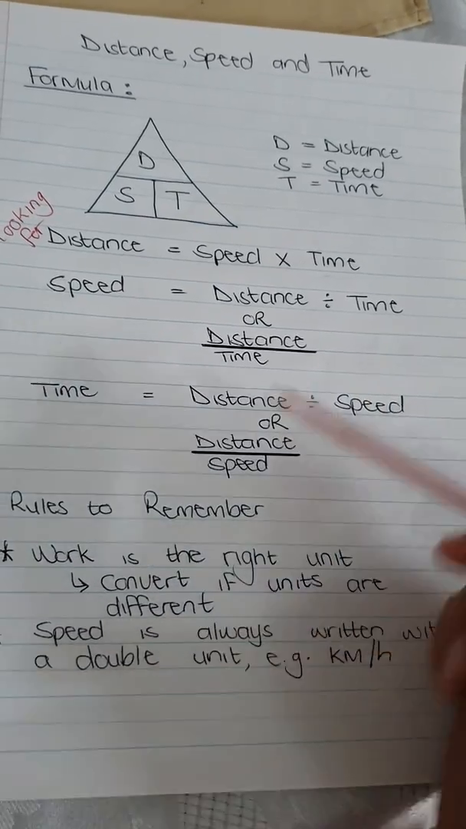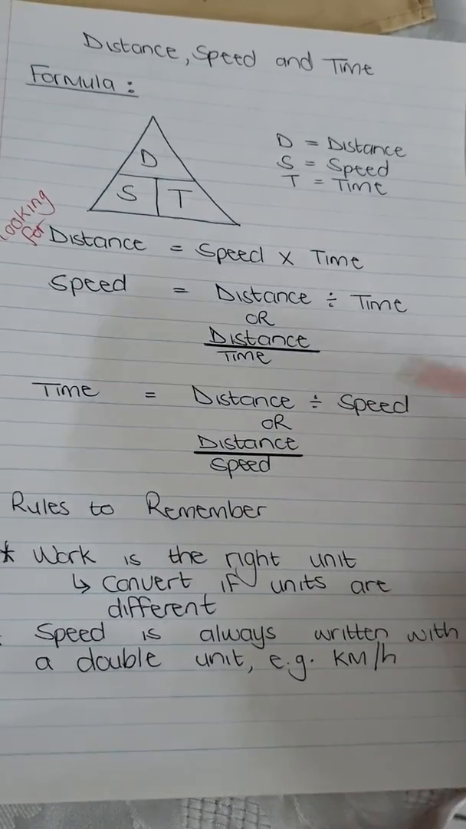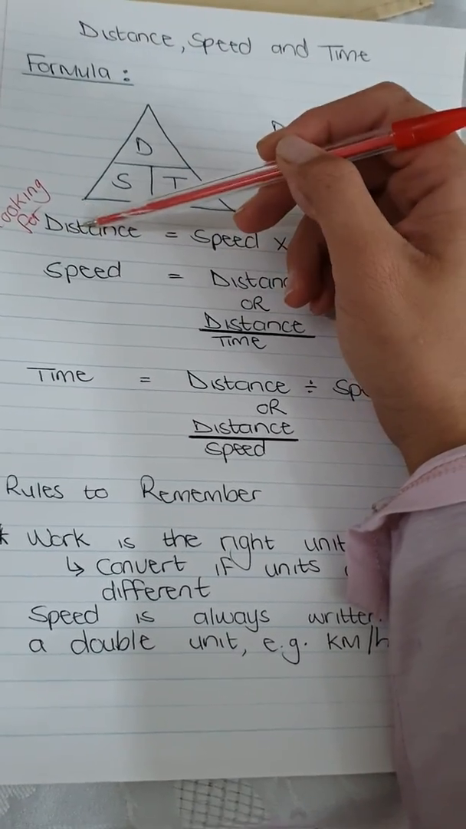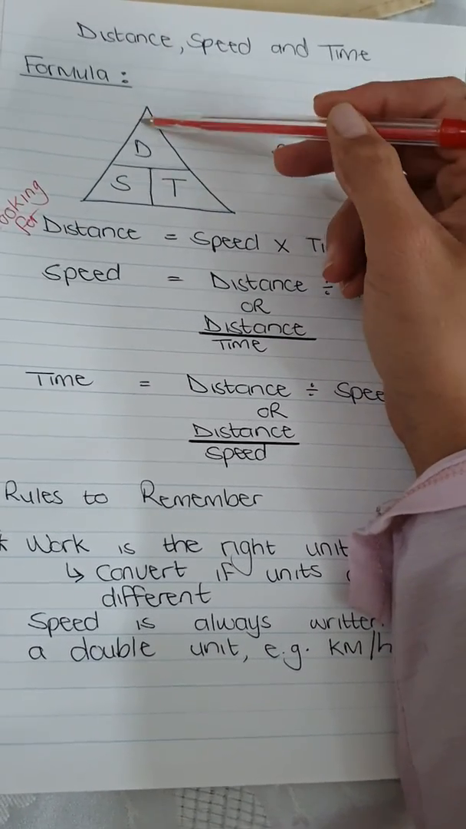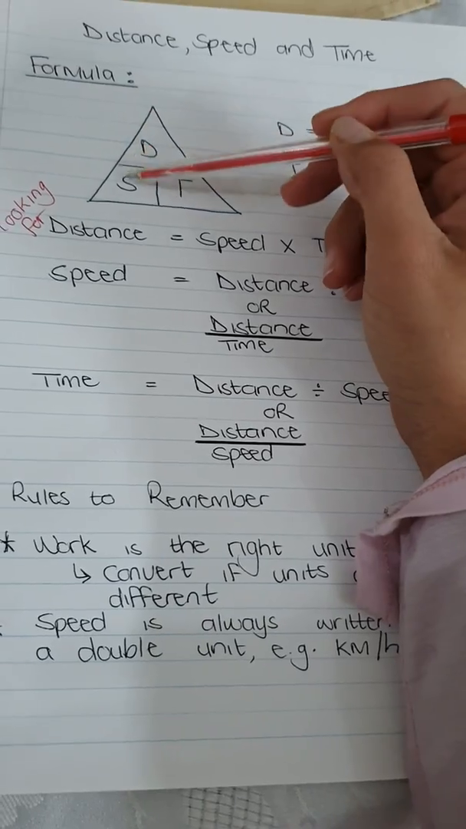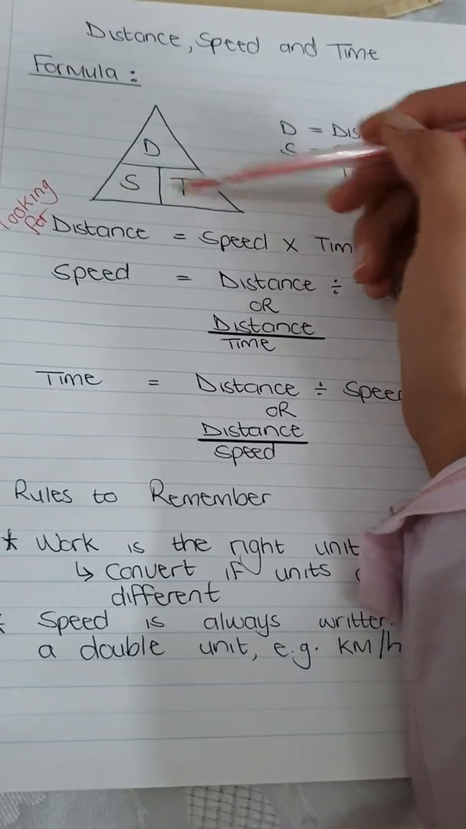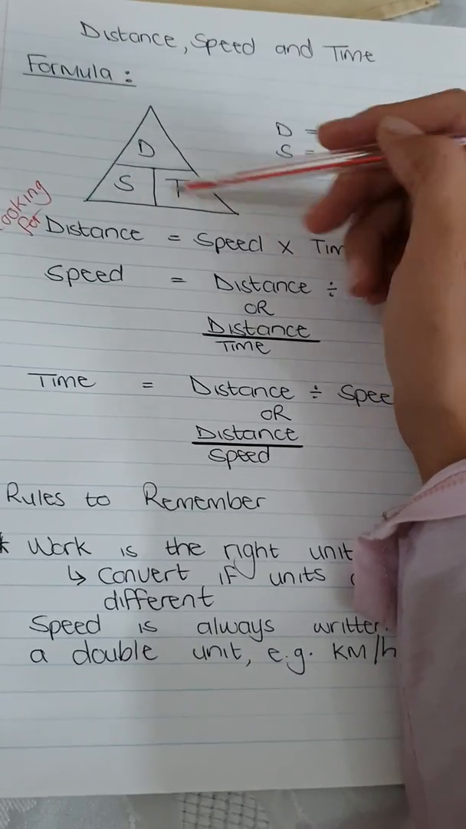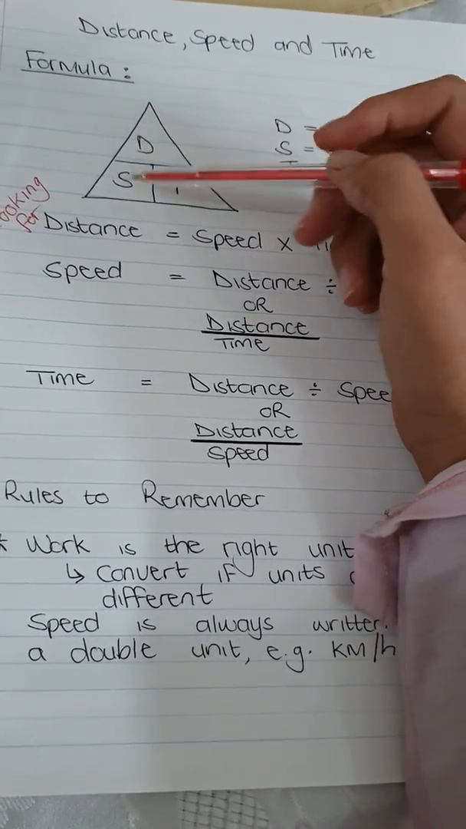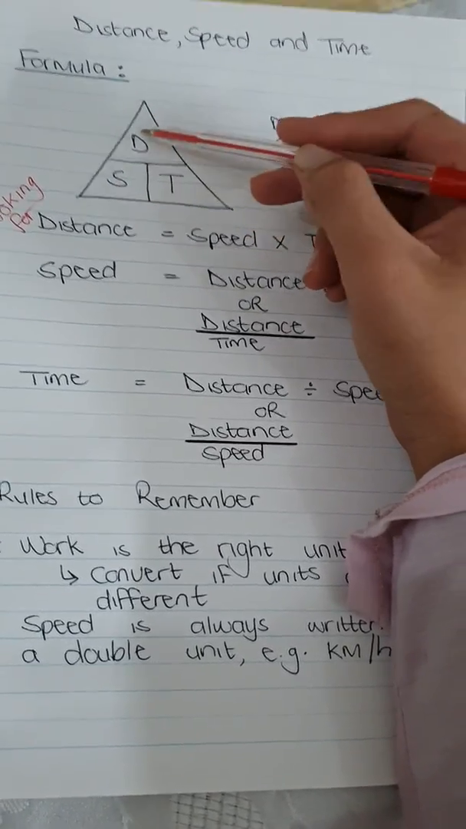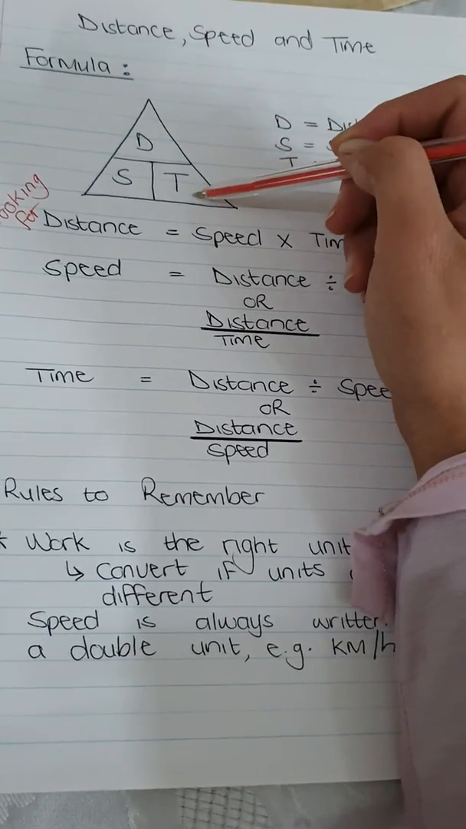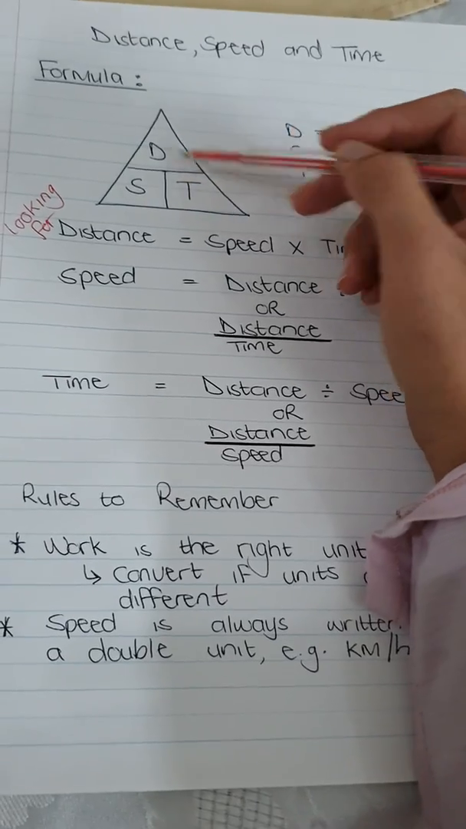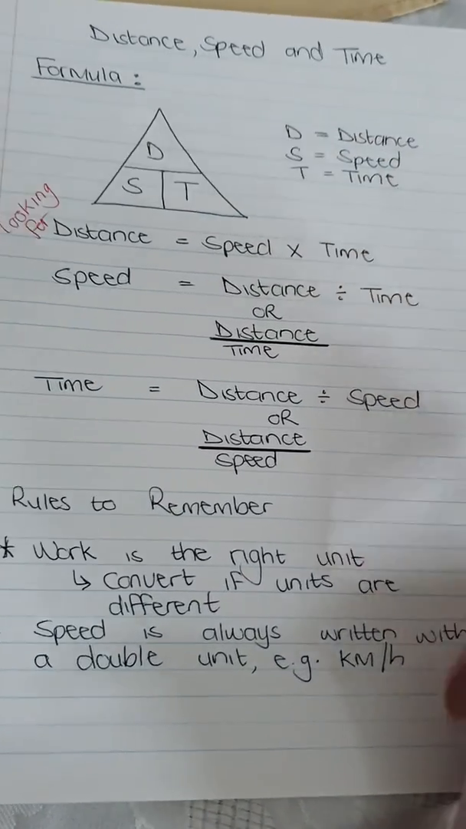Now you can see based on these formulas how our magic triangle will work. When I'm looking for distance, it always goes at the top. And that means I must have my two bottom values as well. So it will be speed times time. But anytime I'm looking for any of the values at the bottom, so for example, when I'm looking for speed, I'll have a value on top and I must have the other remaining value at the bottom. So it's distance divided by time.